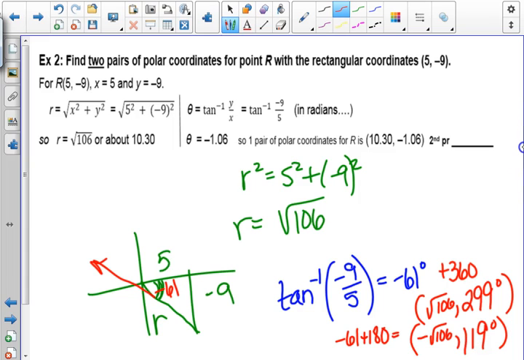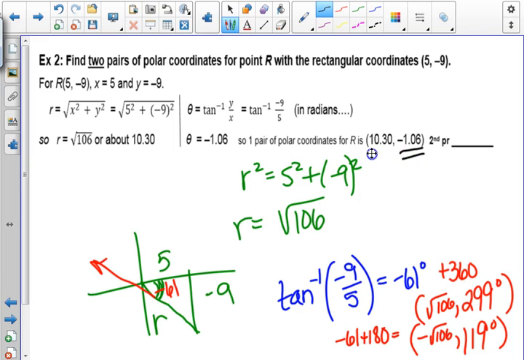Okay, this is the miserable part, guys. They want it in radians. Okay, so put your calculator in radians and do the same thing. Do inverse tangent of negative 9 over 5, which you can just go switch the mode and then hit enter if that's the last thing you did. I got negative 1.06, yes? Okay. So one pair is negative 1.06 they have here.